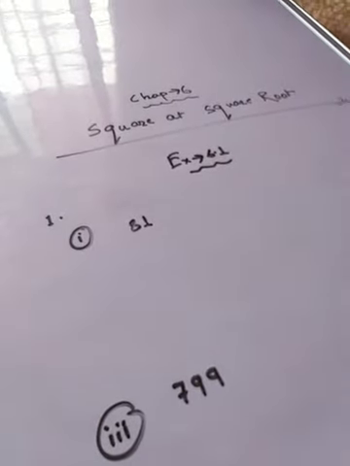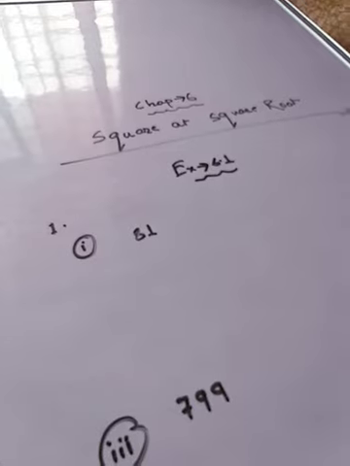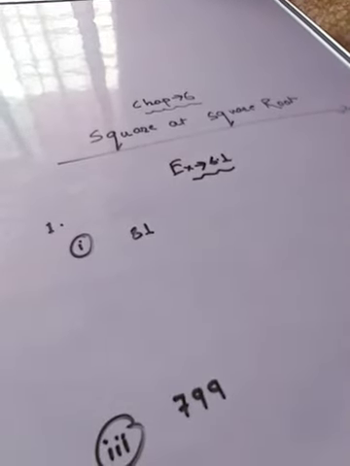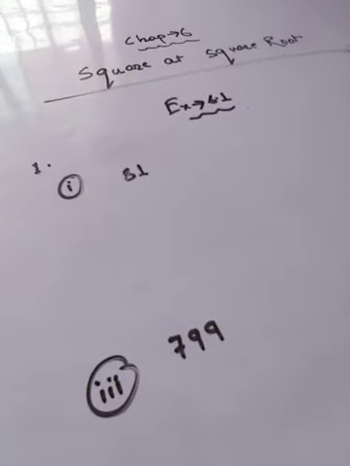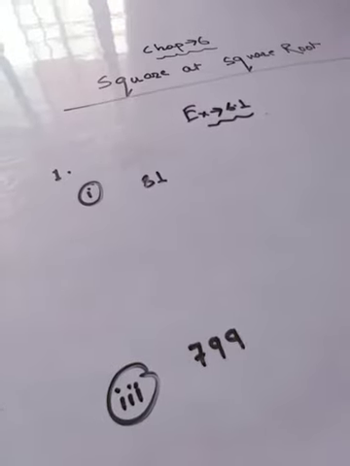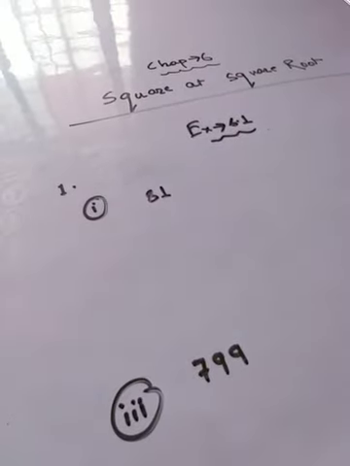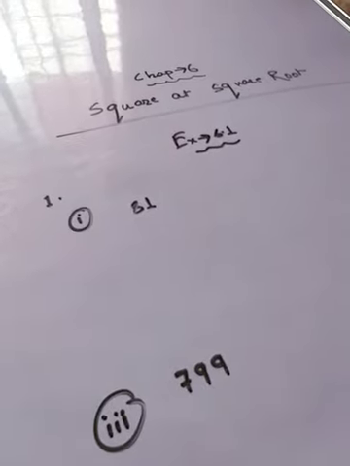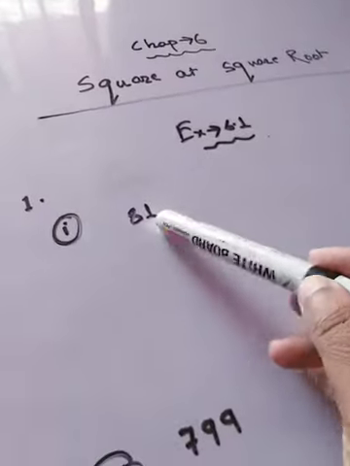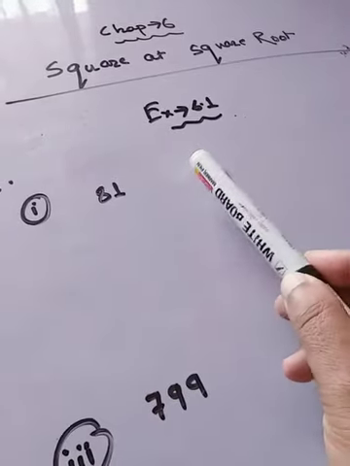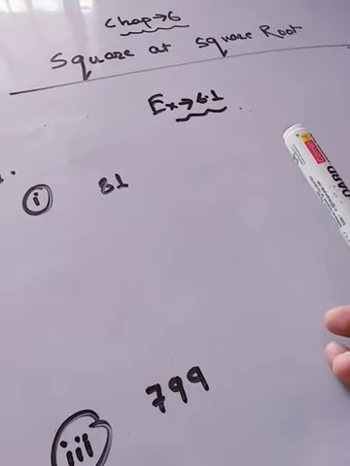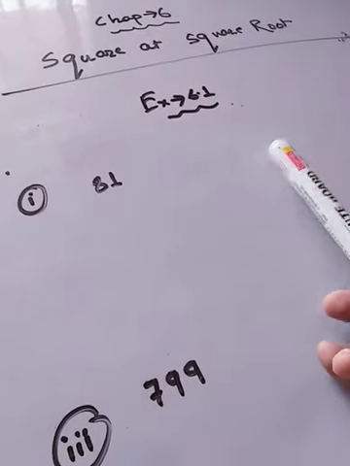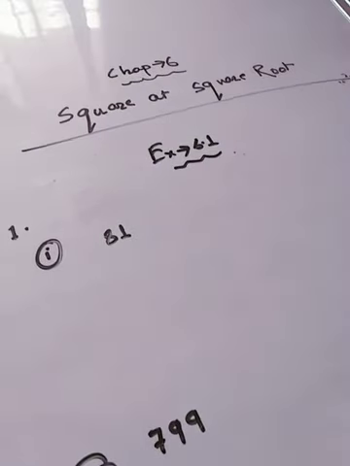Today we'll start exercise 6.1 question number 1. Today we'll do only question number 1. Okay, it's very easy. What is there in question number 1? They are asking what will be the unit digit of the square of the following numbers. That is, if you do the square, what will be the unit digit of that particular square. Okay, so now we'll write this.